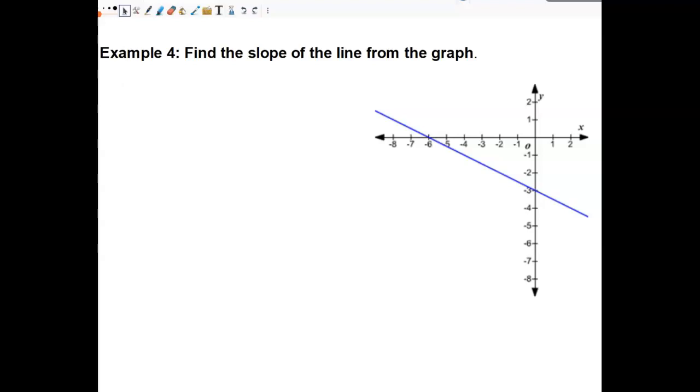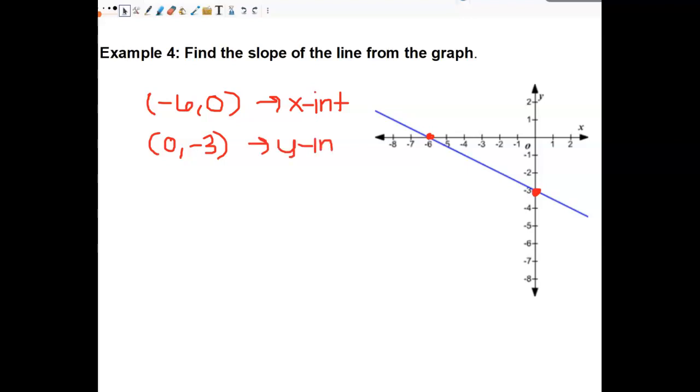We can find the slope from a graph. So what you want to do is pick nice points on your graph. So this first point right here is really nice. That's the point -6, 0. That is called my x-intercept. Over here is a second nice point. That's 0, -3. We call that a y-intercept. So once I have two nice points, I can find my slope.